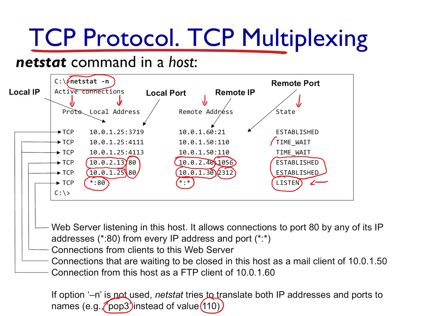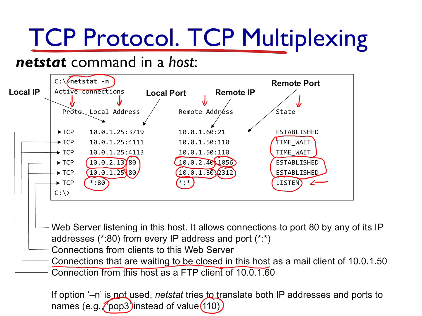If we go up, we can see there is a different state in the second and third rows. This different state is time wait. That means that I have the connection, but we were trying to disconnect. It's a kind of state between established and closed, which means that the connection is already closed. So these connections are waiting to be closed in this host. Okay?